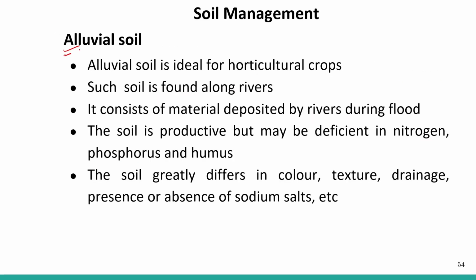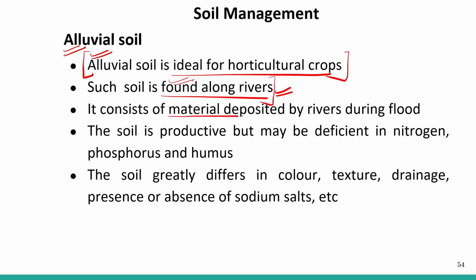Next, the fourth one is the alluvial soil. Alluvial soil is ideal for horticultural crops. Very important point. Alluvial soil is ideal for horticulture crops. Such soil is found along the rivers, where the water is sufficiently present. So they are present there.